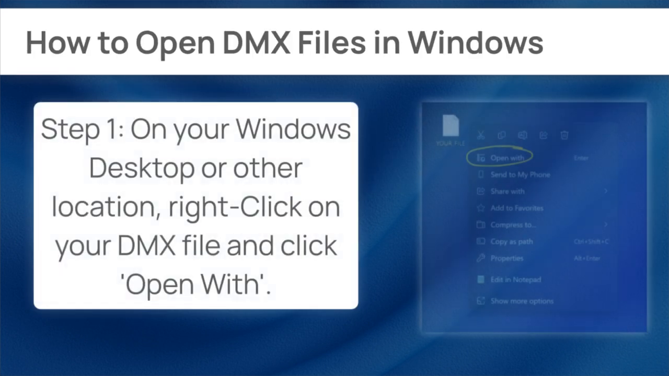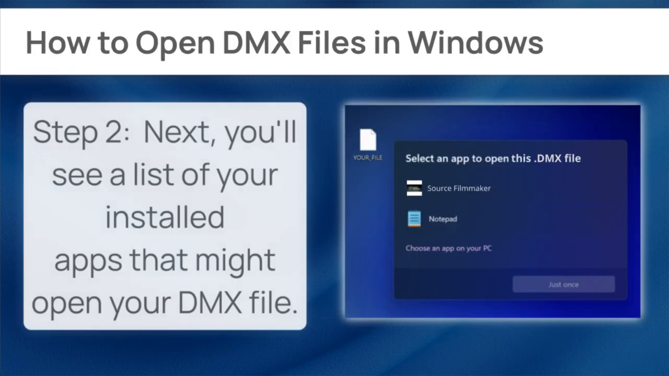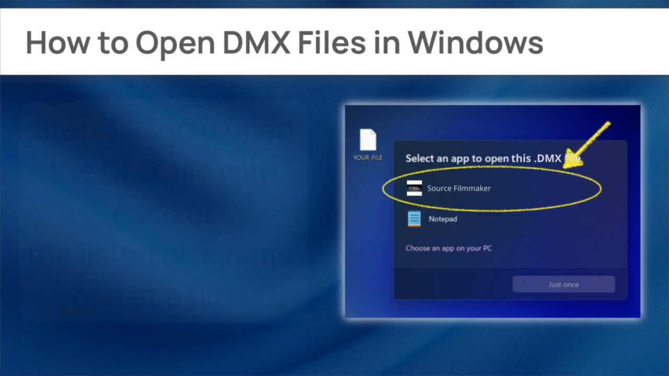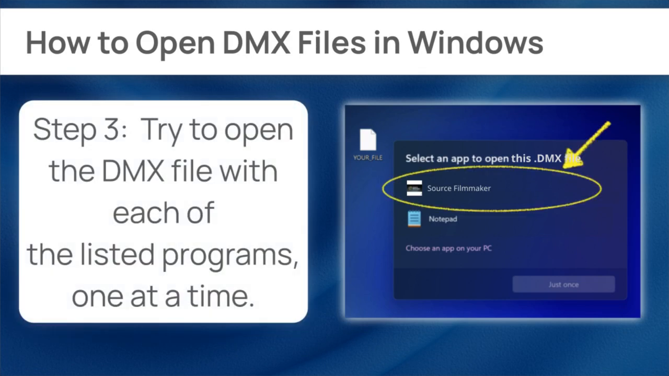Open the context menu by right-clicking the DMX file and selecting Open With. Start your test with Source Filmmaker if it shows up. If not, don't hesitate to try several other programs on your list.